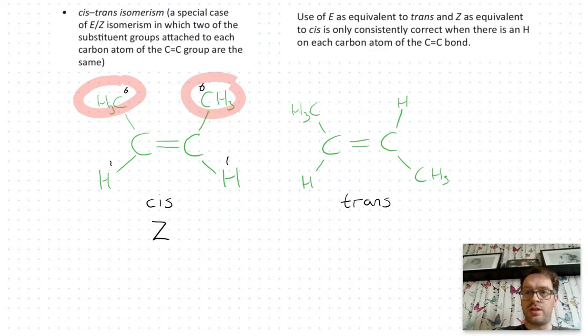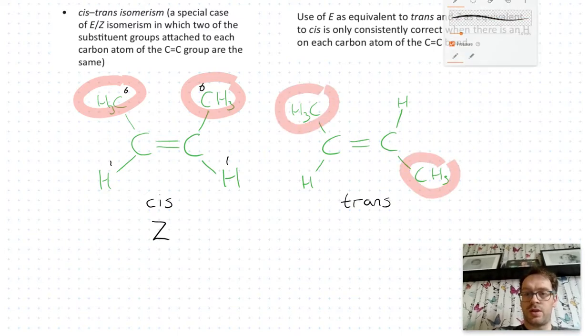And on the right, it's obviously the other way around. So you've got the two CH3 groups on the opposite side to each other. So that is the E isomer.